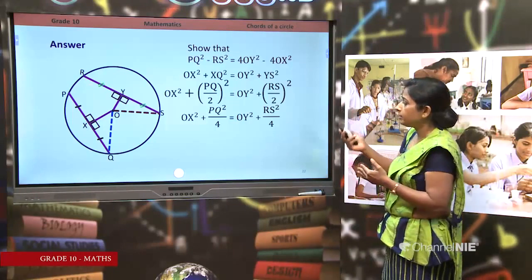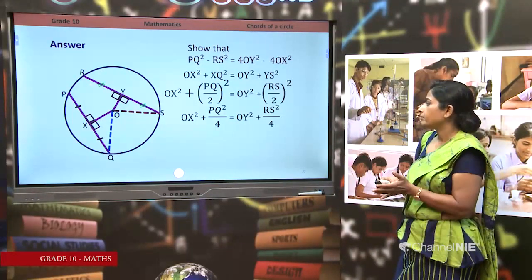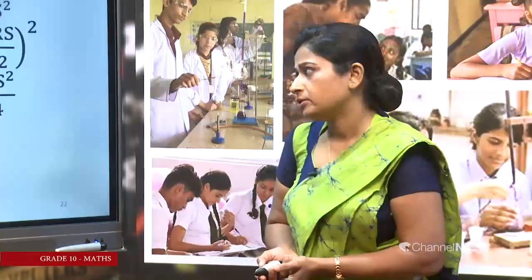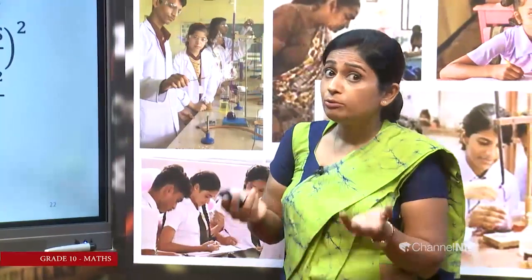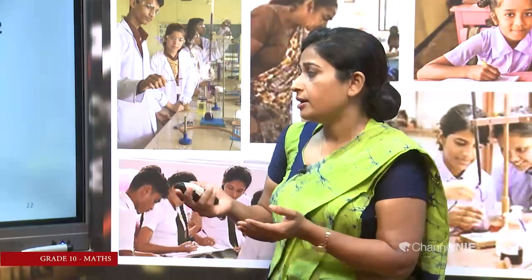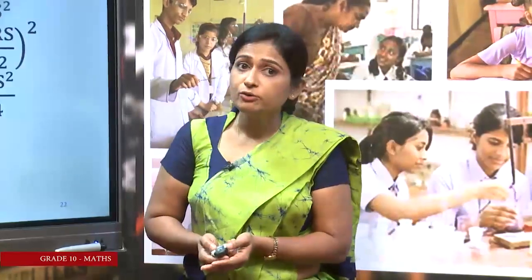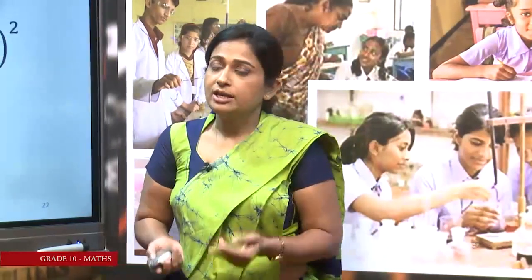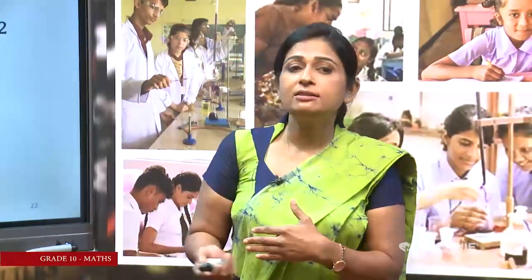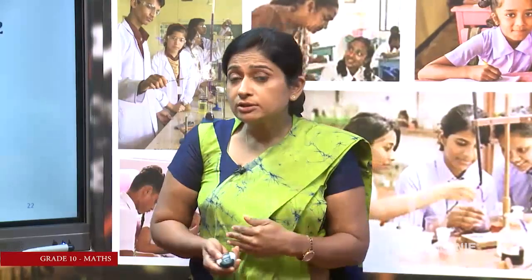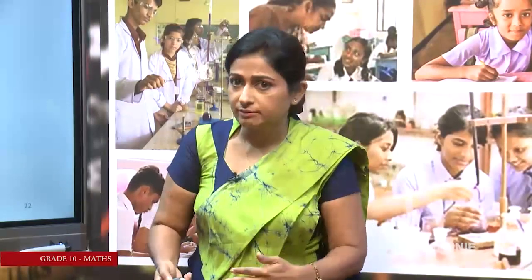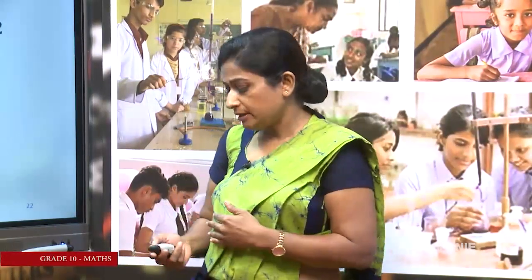But it's still not there. We have a denominator 4, and we should remove that denominator 4. There are two terms with the denominator 4. How do we remove it? We can multiply each term by 4. There are 4 terms in this equation, so we remove the denominator 4 by multiplying each and every term by 4. Let's multiply that.